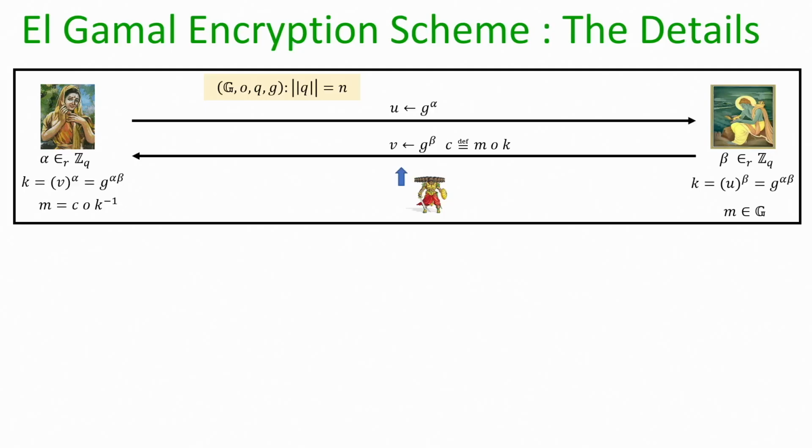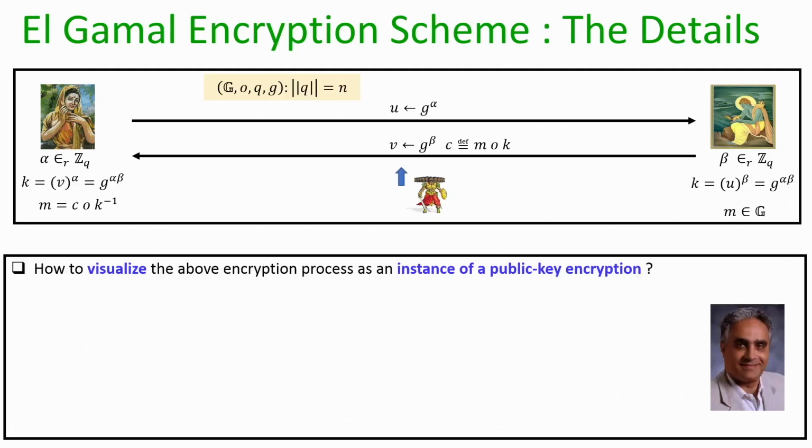Okay. So, now let us see the whole thing as an instance of a public key crypto system. So, this was the message which the sender sends. I am treating Ram as the sender here and I am treating Sita as the receiver. So, the crucial observation of Taher ElGamal was the following.